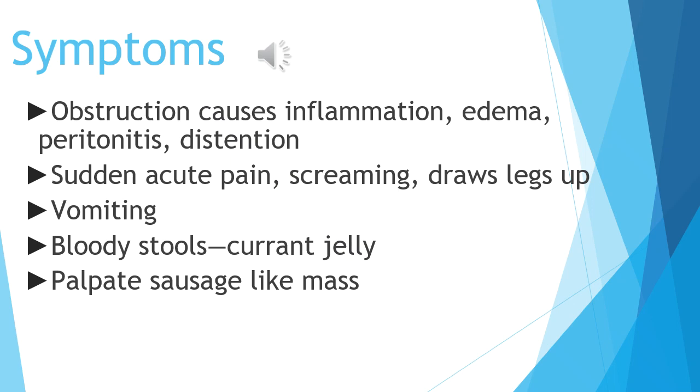Symptoms of intussusception involve pain, screaming, and bloody stools. There may also be a palpable sausage-like mass in the right lower quadrant. The stools may be described as currant jelly. The stools look like currant jelly because of the blood and mucus that's produced when the portions of the bowel slide over one another and that friction occurs.